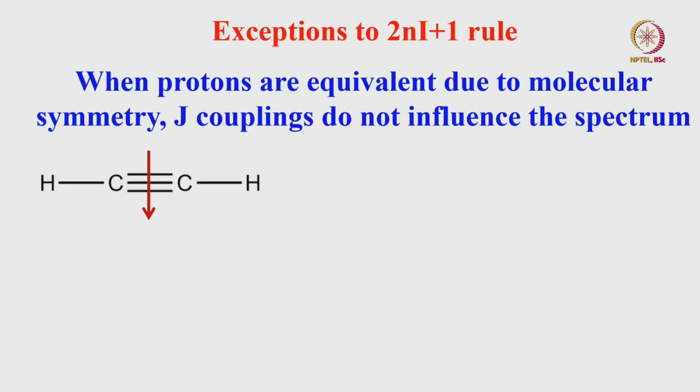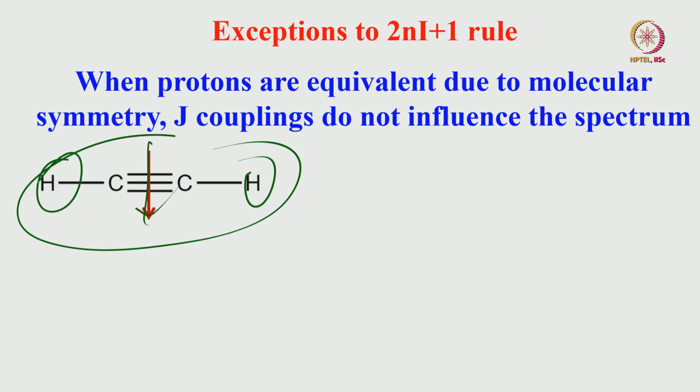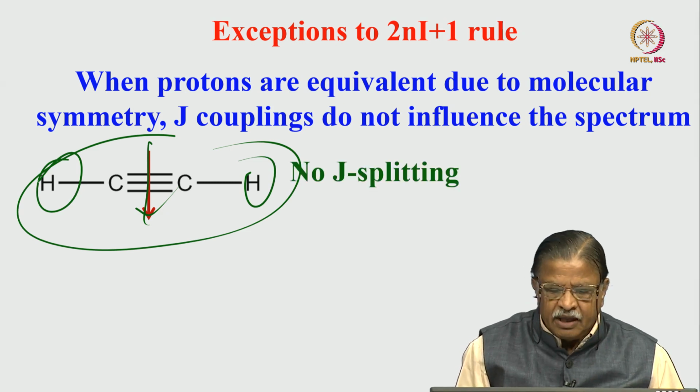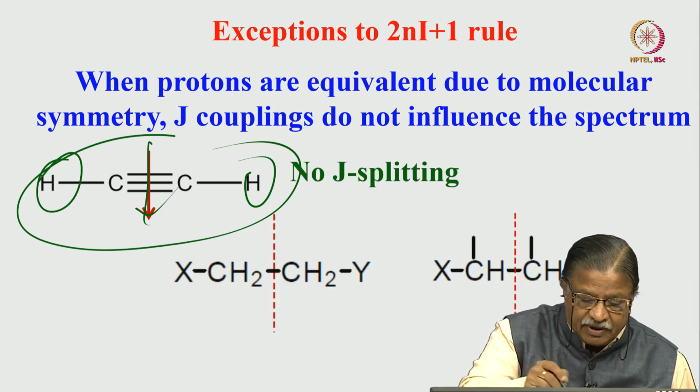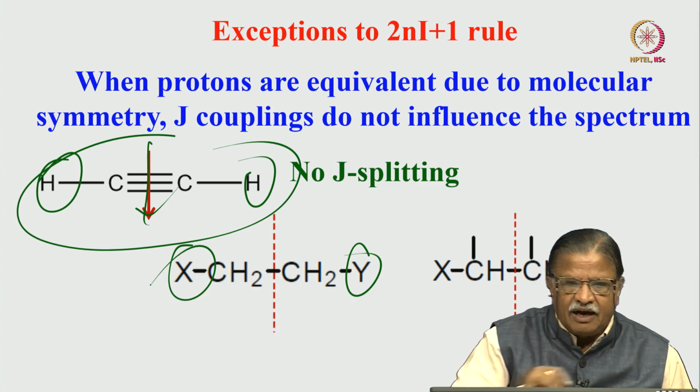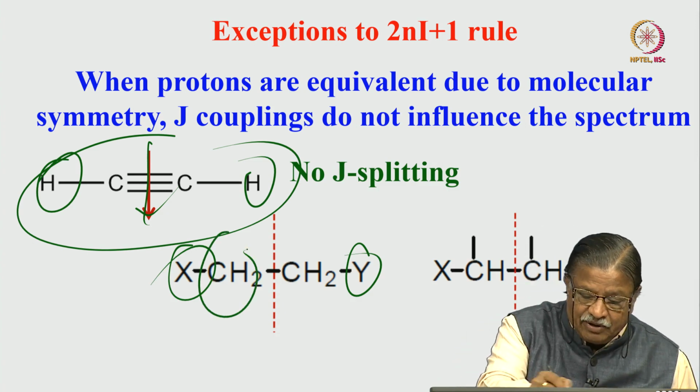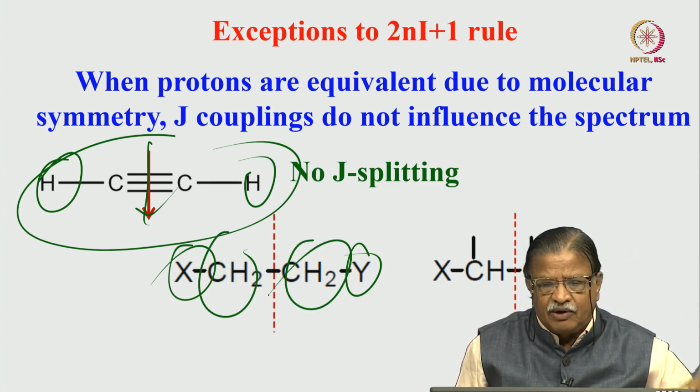One is a molecule like this. If we consider there is a symmetry along this axis, this proton will not couple to that one. Now there is no coupling at all, no J coupling. Consider this one: if x and y are different, then this will couple to this, and the 2n+1 rule you can apply.